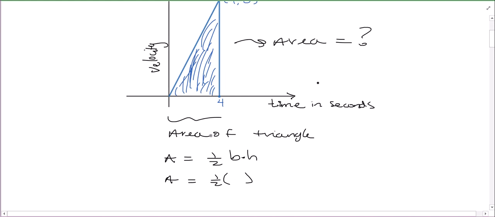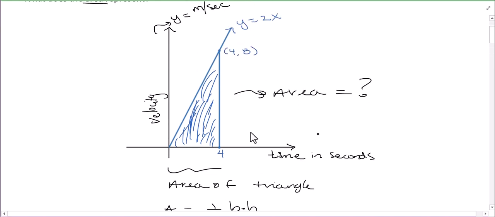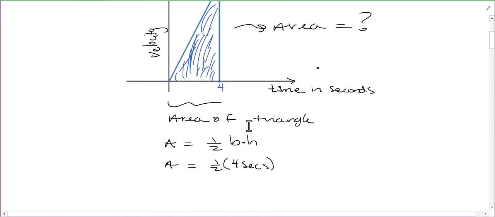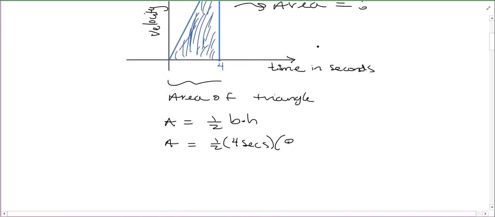So 4 seconds is our base. And what about the height? Well, the height is 8 meters per second. When we multiply this out, notice that our units, I'm going to have seconds divided by seconds, and those are going to cancel out. So we just get 1/2 times 4 is 2, and 2 times 8 is 16 meters. So what does this give us? It's giving us the distance.